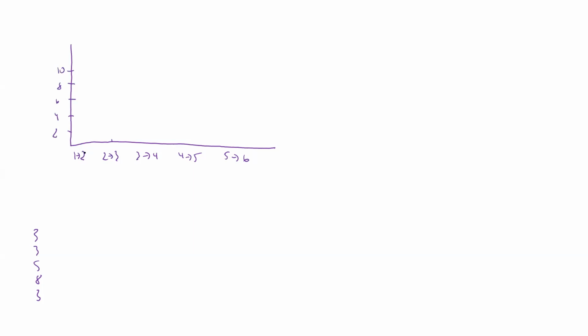All right. So from 1 to 2, we had 3. So that would be about there. 2 to 3, we also had 3. 3 to 4, we had 5. 4 to 5, we had 8. And 5 to 6, we're back to 3 again. And so that would be what our line graph would be.